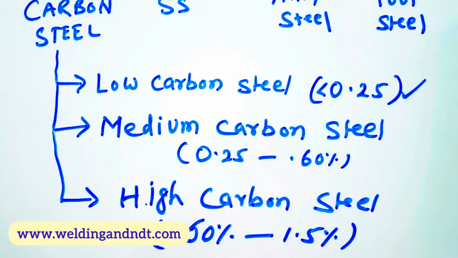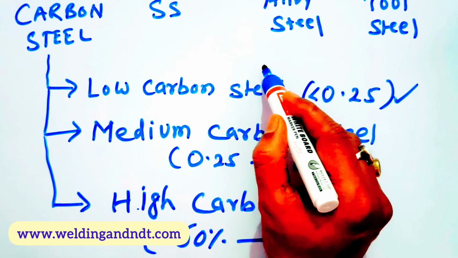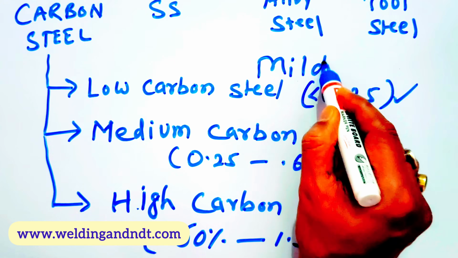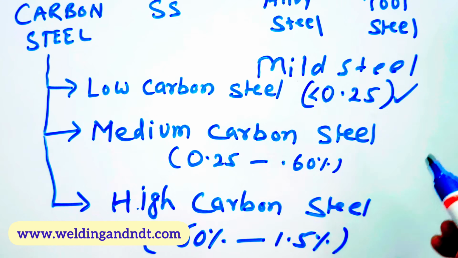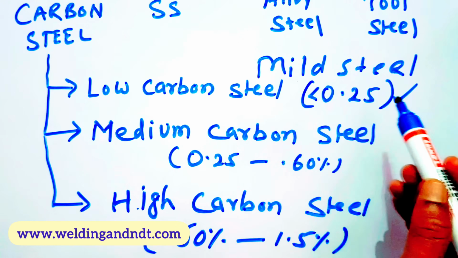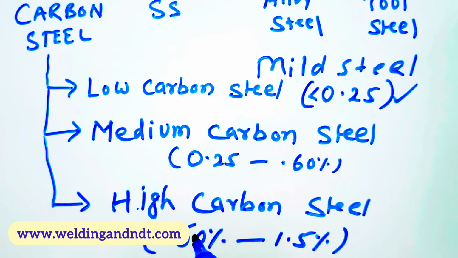Among these, the low carbon steel is the most used steel, and along with that, medium carbon steel is also used, but low carbon steel is also called as mild steel, MS. Mild steel, that is MS. In industry, you will have heard many times MS. So MS is nothing but the low carbon steel.